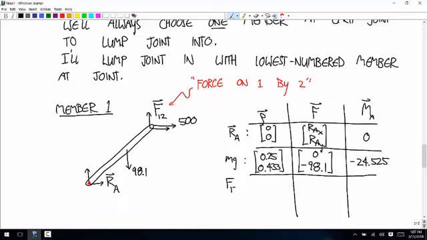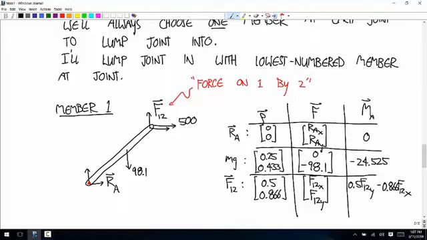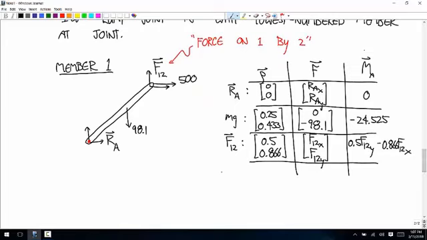And then the force F12, the rho vector is 0.5, 0.866. The force vector is F12X, F12Y. Cross product is 0.5 F12Y minus 0.866 F12X. And then the last one is the 500 Newton force. That has the same rho vector, 0.5, 0.866. The force is 500, 0. And so you get negative 433.